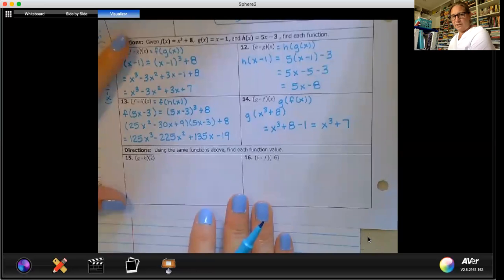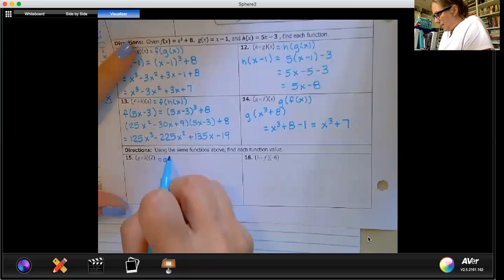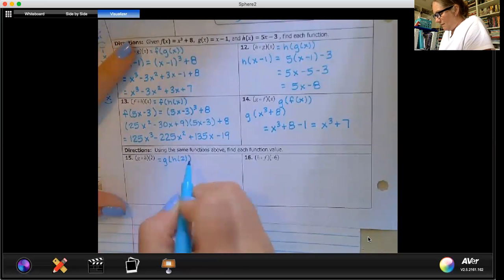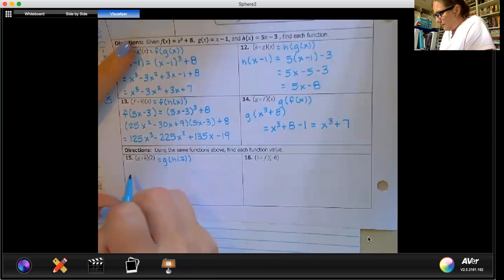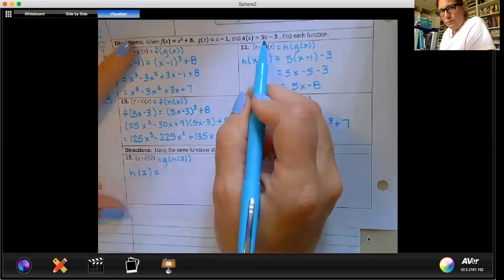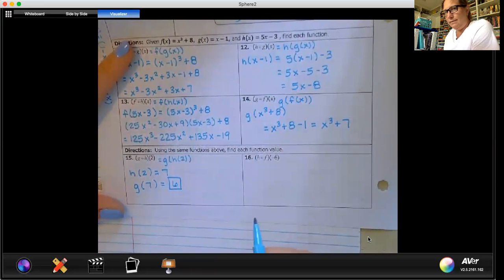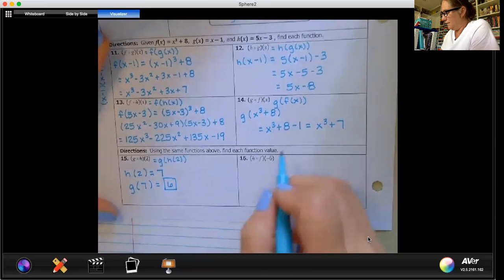Now we're going to look at some function values. This is g of h of 2. So we're going to find h of, look, watch how this works. We're going to find h of 2. So we go to the h equation and we plug in a 2. 10 minus 3 is 7. And then we find g of 7. 7 minus 1 is 6.